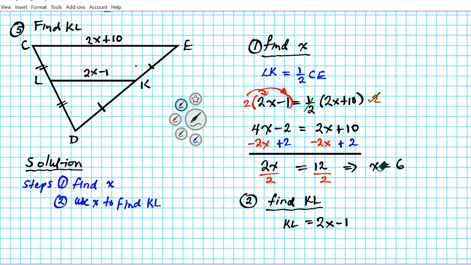That's what's given, but we know what x is, so we just substitute this 6 into the x and evaluate. KL upon substitution is going to be 2 times 6 minus 1. And then we just use PEMDAS to finish this up. Multiply first. 12 minus 1 is equal to 11. That is the value of the length of segment KL, the midsegment of the triangle.